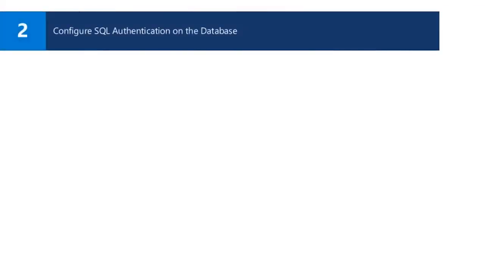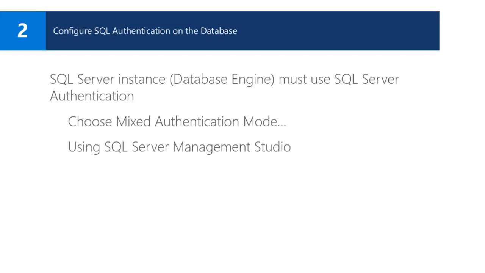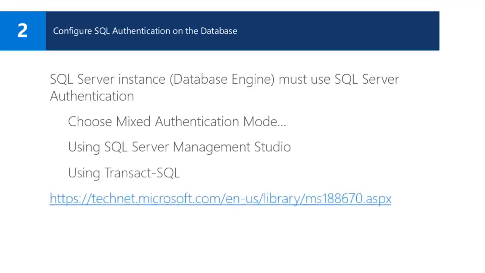Now we need to configure a Microsoft Dynamics NAV database to use SQL Server authentication with the Microsoft NAV Server instance. Before we do it, we have to configure the SQL Server instance that hosts the Microsoft Dynamics NAV database to use SQL Server authentication. We need to choose Mixed Authentication mode, and we can do it using SQL Server Management Studio or using Transact-SQL. More detail about it is shown here.